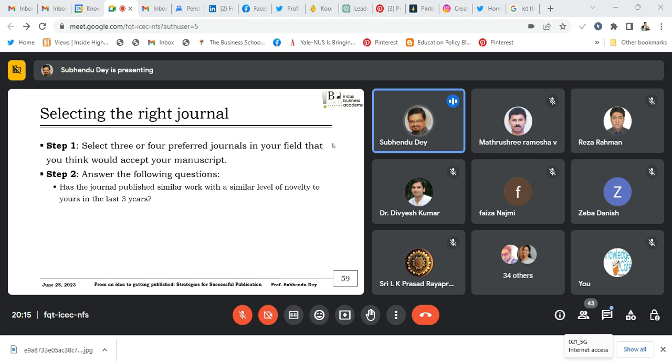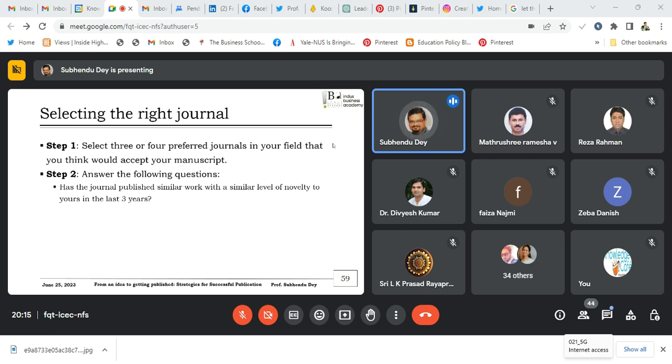Now, the other part of it is very simple. It's not rocket science. It's very basic common sense. If your work is similar but has a new approach, a new theory, or an extension of a theory, etc., what will happen is you would have cited a lot of papers from that particular journal.